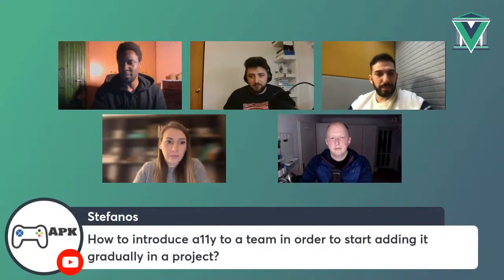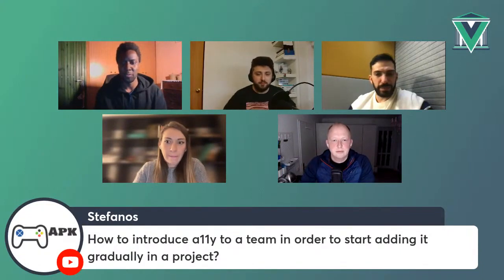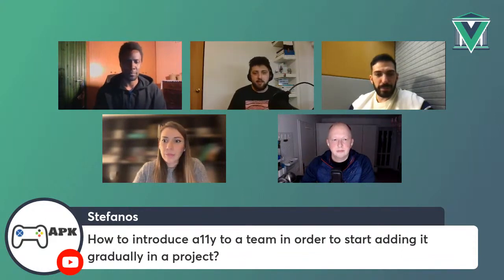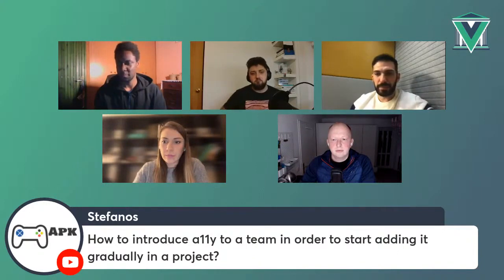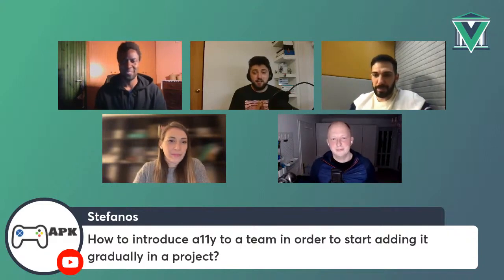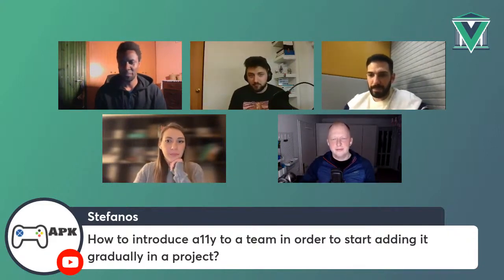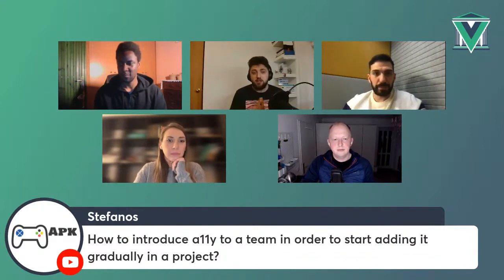Stefanos is asking how to introduce accessibility to a team in order to start adding it gradually in a project. Yeah, so like I said, ESLint to make sure you're not making the project worse. But then you can easily start integrating CI pipeline tools like Lighthouse that can check the score of the application and the score of the feature that your team is working on.